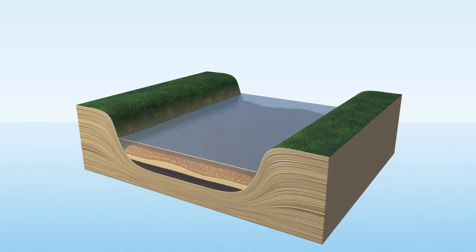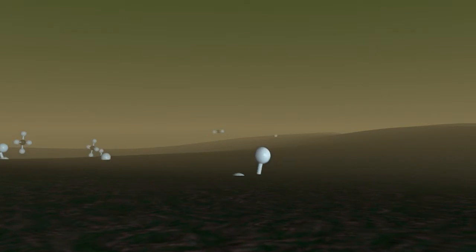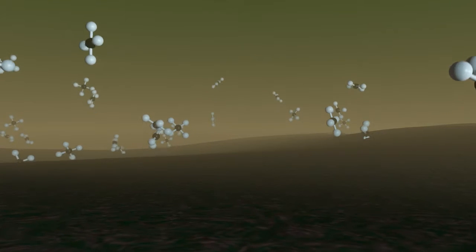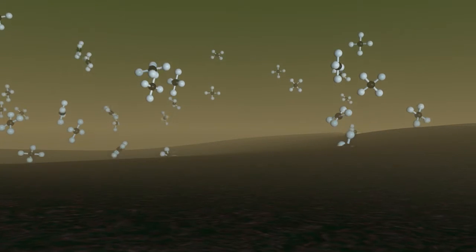Covered by layers of sand and clay, microorganisms in the fermentation layer begin to break down the dead material. The remains of the organisms are converted into hydrocarbons in the process. Over time, this layer of fermenting mud is covered by additional layers of sedimentation.